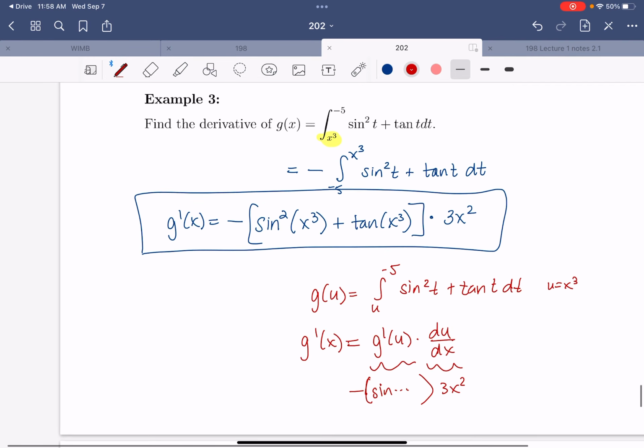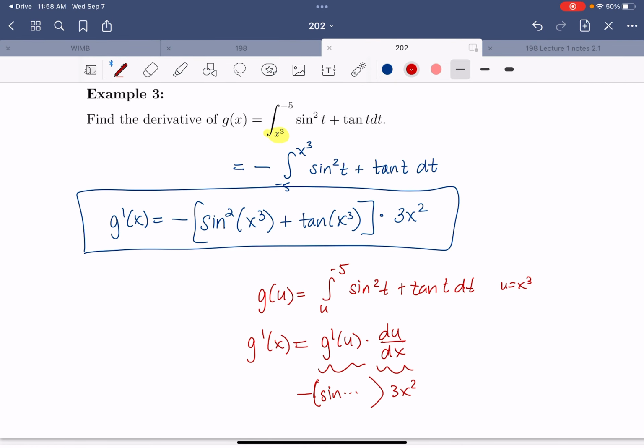So moral of the story, when one of your limits is not just a plain old x or other variable, you're going to have to multiply by the derivative of that because of the chain rule.